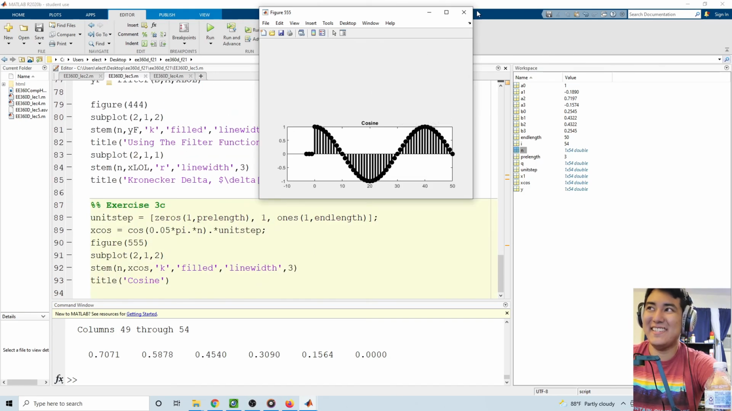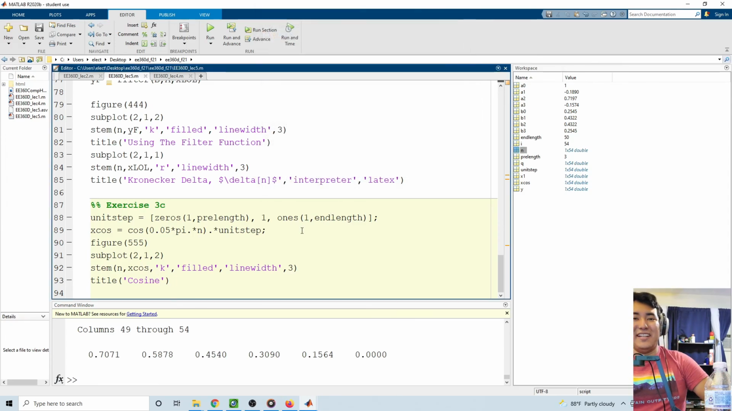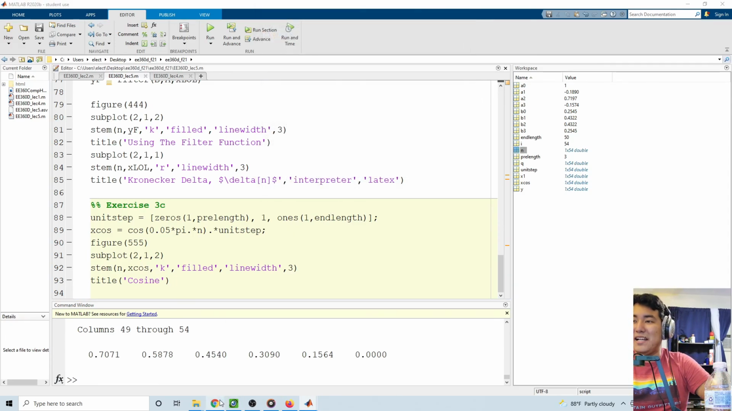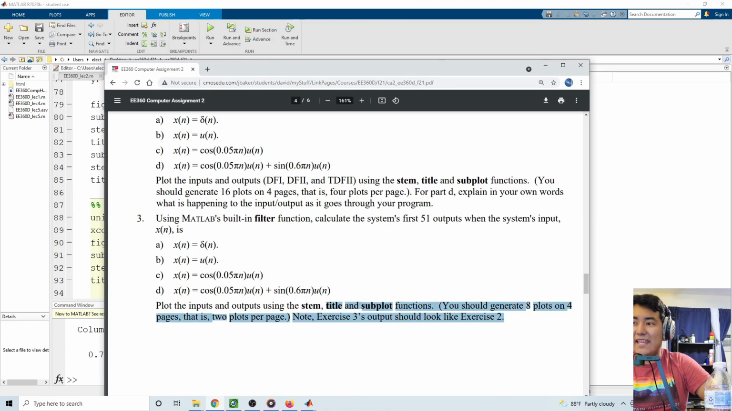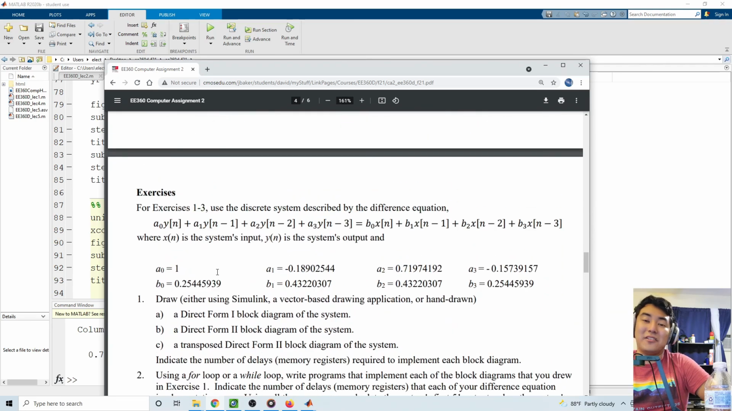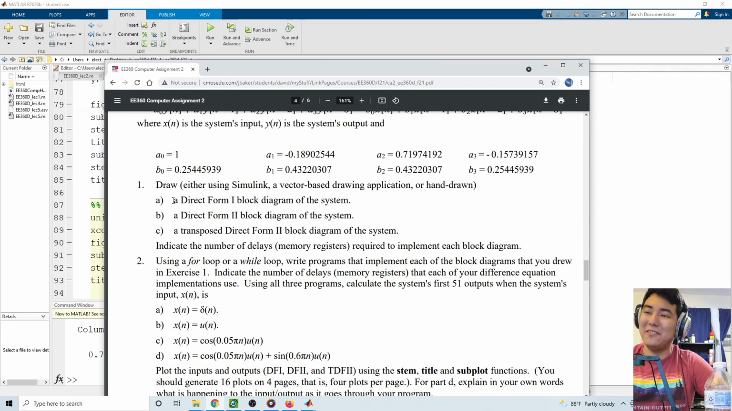Does that make any sense? All right, everyone. So this should be a good packed video. Note exercise 3's output should look like exercise 2. This is how you do the first half of the assignment. So have fun with it. Make sure you write your equations. And if you have any other questions, let me know.